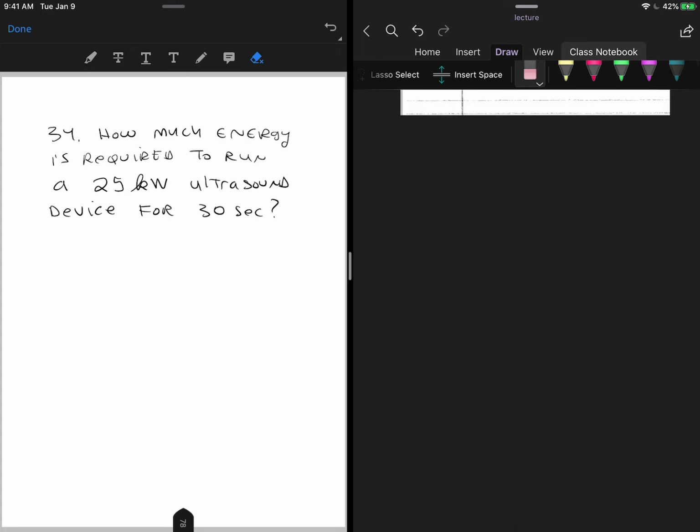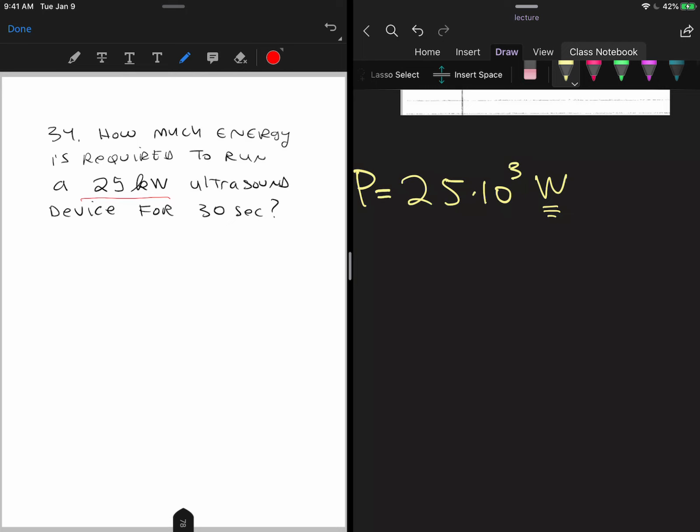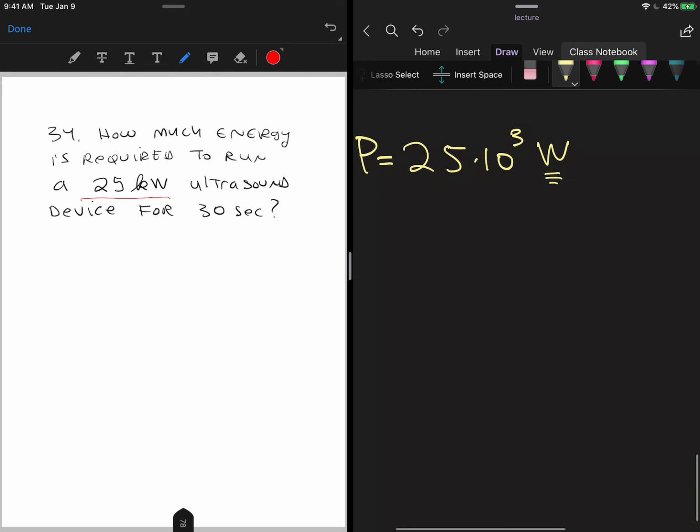All right, now let's try to solve this problem. We're trying to find how much energy is required to run a 25 kilowatt ultrasound device for 30 seconds. So first thing, we have 25 kilowatts. So this is 25 kilo is 1,000, so we can write that as 10 to the 3 watts. So watts represents power. So we're given the power, and then the other one is 30 seconds, so that's going to be time. And we're trying to find the energy.